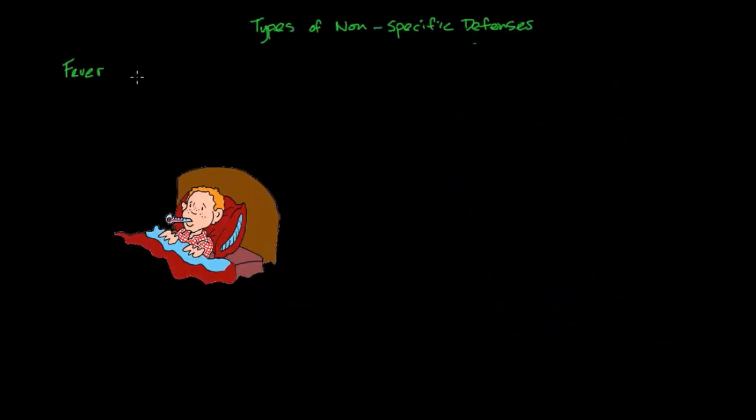The fourth type of nonspecific defense mechanism is a fever. And a fever is elevated body temperature. And elevated body temperature means that there's heat. And heat destroys cells.